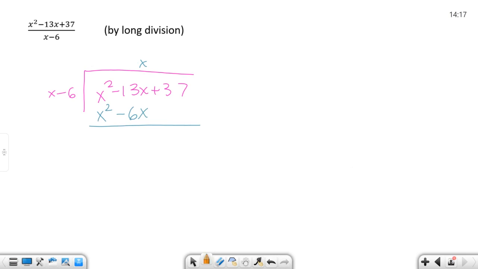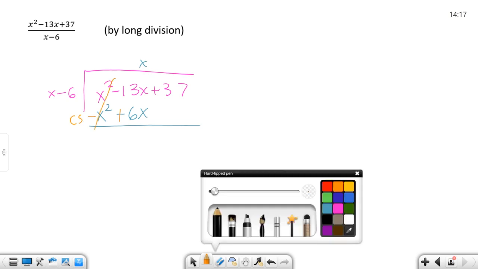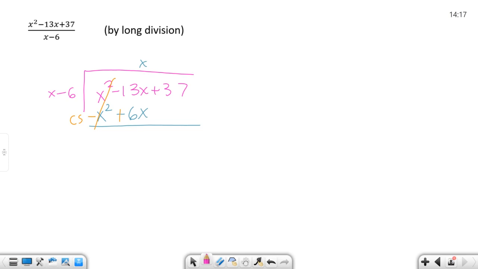And then I change my signs. Minus here, plus here, this cancels. And when I put those together, negative 13x plus 6x is negative 7x, right? Subtract, keep the sign of the larger, then bring down my plus 37. And now I start the process over again. I look at this x and negative 7x. What do you multiply by x to get negative 7x? That's right, negative 7.